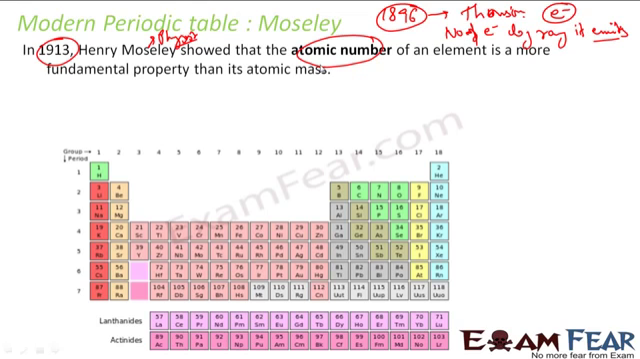And then he observed that if you use atomic number instead of atomic mass in the periodic table, as used by Moseley, it overcomes a lot of limitations. Correct? And that's what he did.